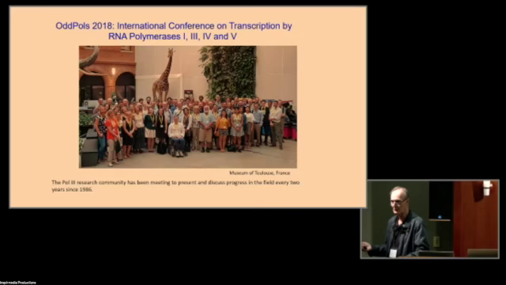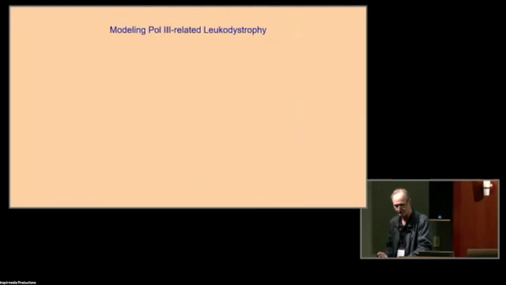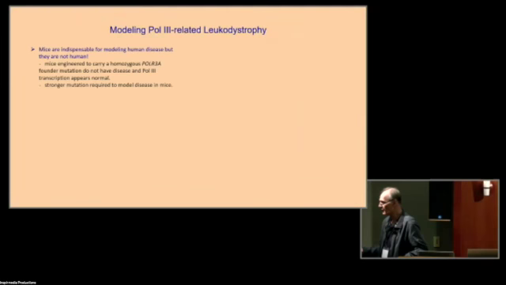Okay, so let's talk more about the models and how we make them. So modeling Pol III related leukodystrophy. So this, as I said in my beginning remarks, has been a challenging problem. And the challenge here is in part because while mice are indispensable for modeling human disease, they're not human, right?